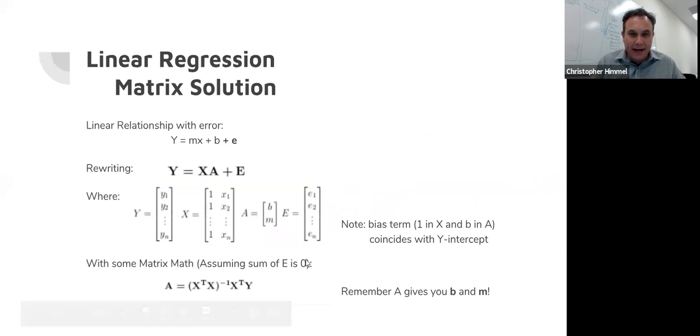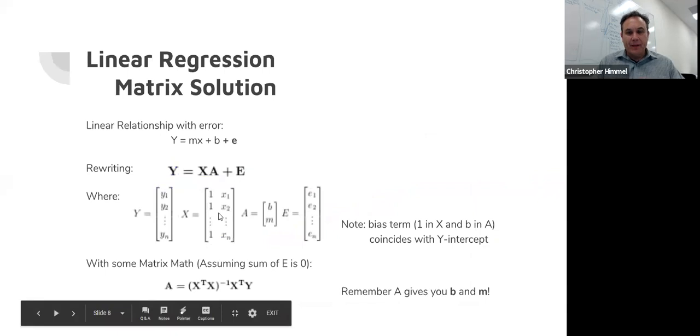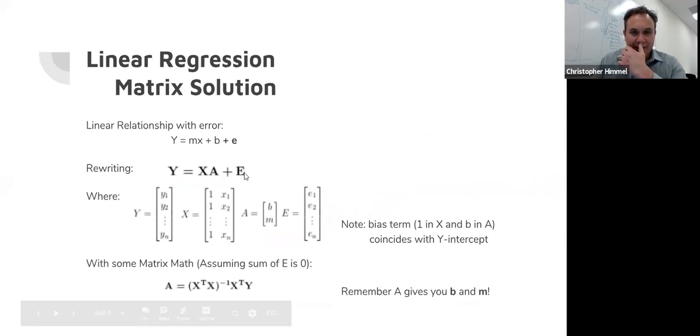The error is the error of each point. So how do you solve this? What we're trying to come up with is a, right? b and m is what we're trying to come up with. So if we could somehow solve this for a, then we're good.